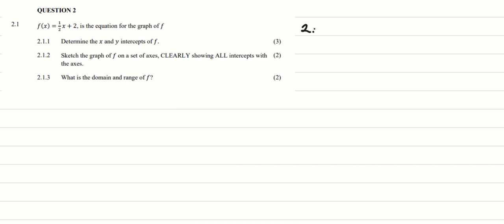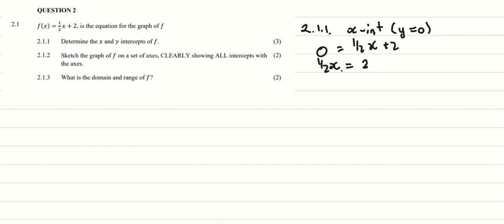Righto, 2.1.1. To get the x int, you know that you have to make y equal to 0. So I'm going to do that very quickly. 0 is equal to half x plus 2. What we can now do is we can actually take the half x over to the other side. X over 2 is equal to negative 2, and then we can multiply everything by 2 to get rid of this half. So I end up with x is equal to negative 4. Okay, so the x int is at negative 4 and 0.